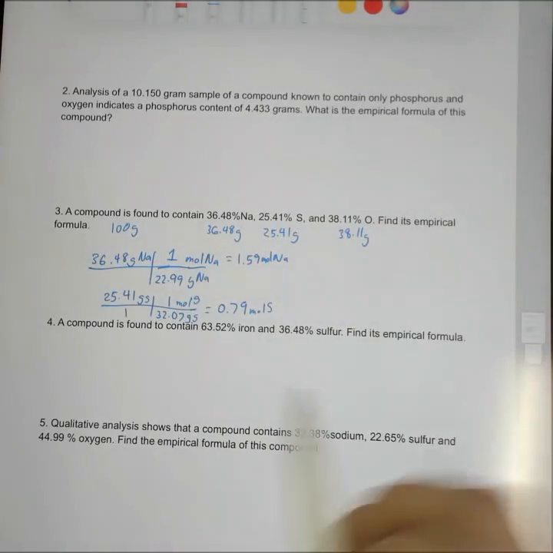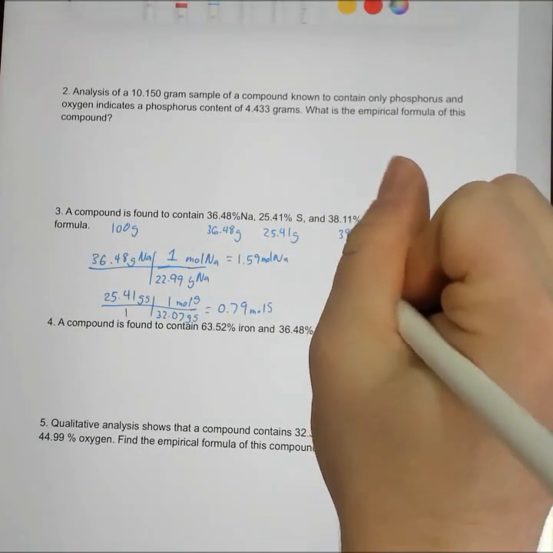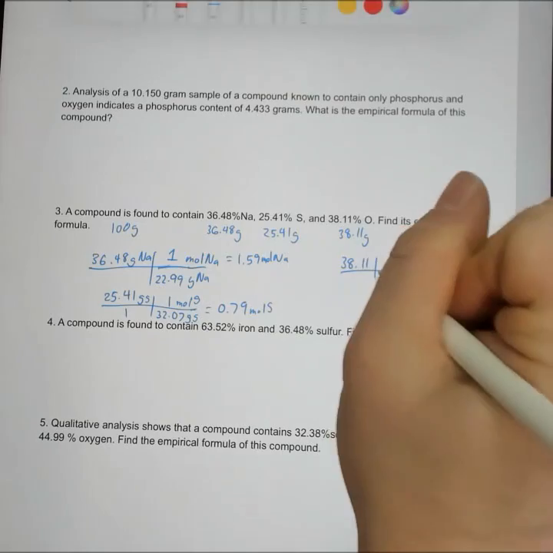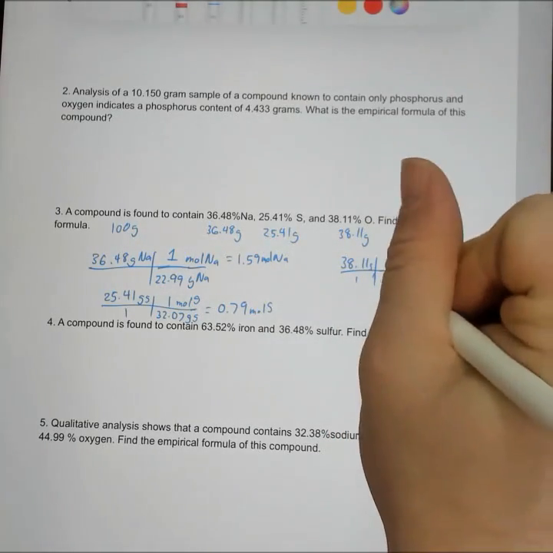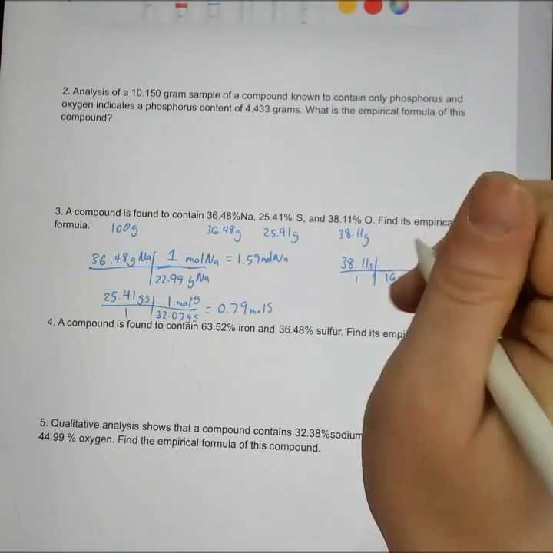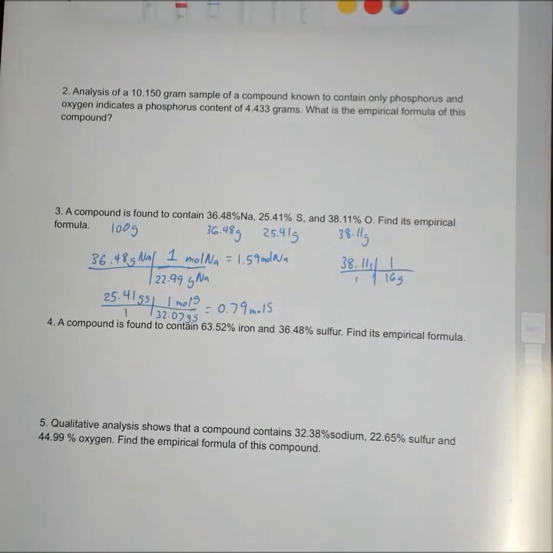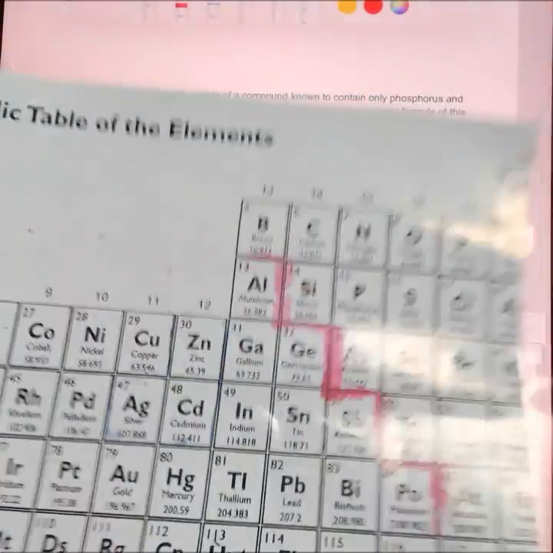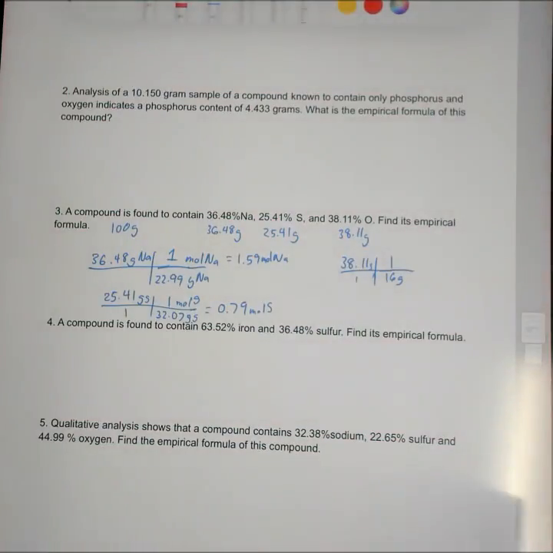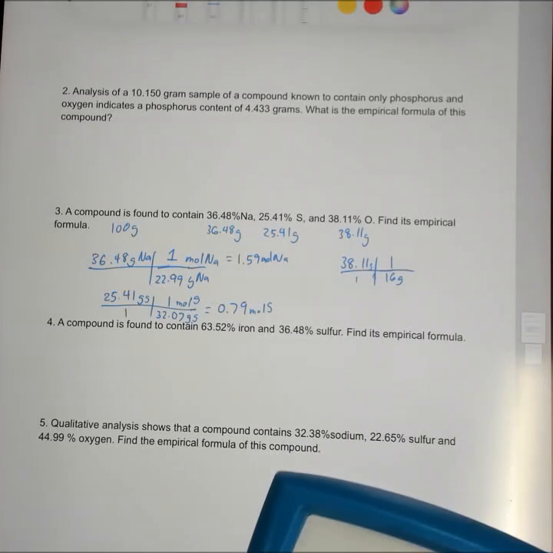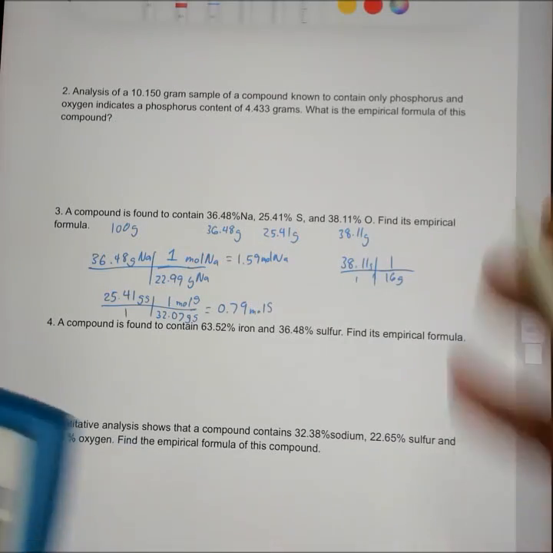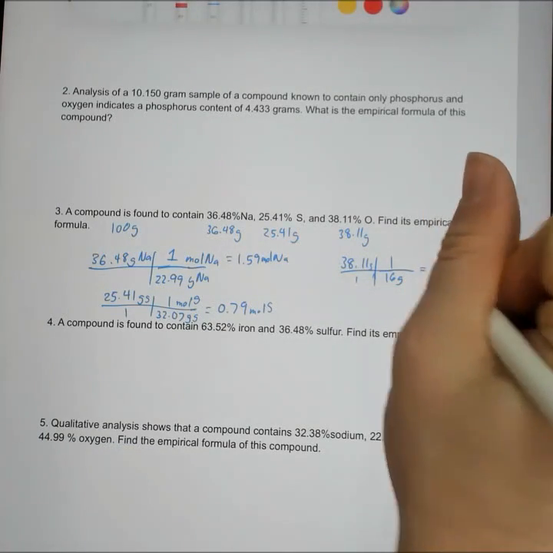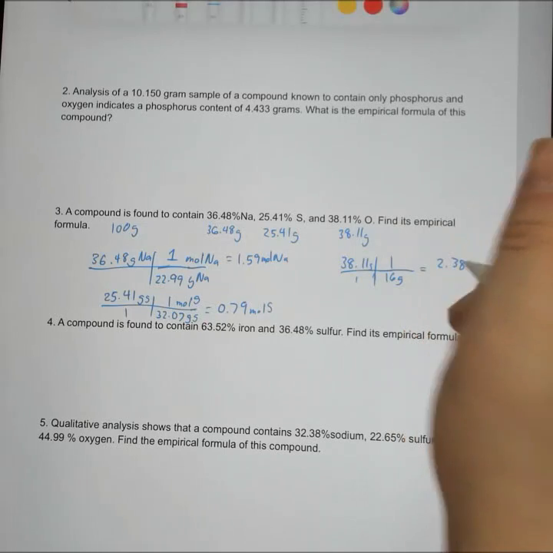Finally, I need my moles of oxygen, so I have 38.11 grams. Oxygen, we all know, is 16 grams per 1 mole. I got it from the periodic table. Oxygen is 15.99, so it's 16. So I get 38.11 divided by 16, and I get 2.38.